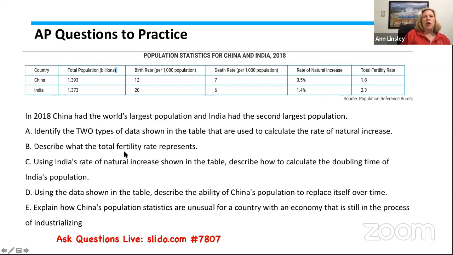All right, describe total fertility rate. What does that mean? What does that represent here? And looking at the natural increase rate, describe how to calculate the doubling time of India's population. Should have had that in the population unit you had. And then ultimately explain how China's population statistics are unusual for a country with an economy that is still in the process of industrializing. So think about this. This all comes from the data of the population unit.